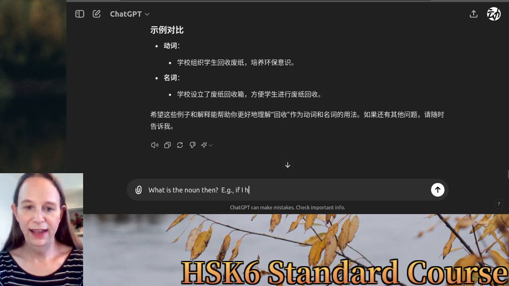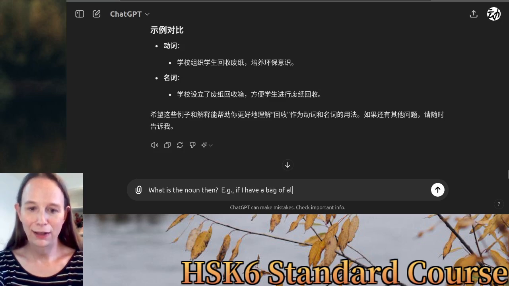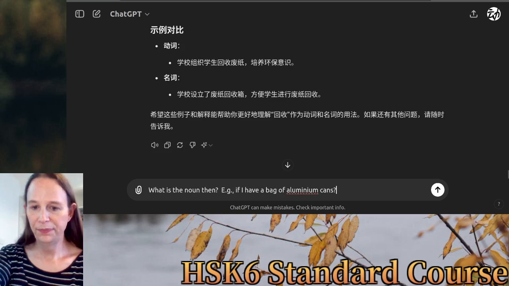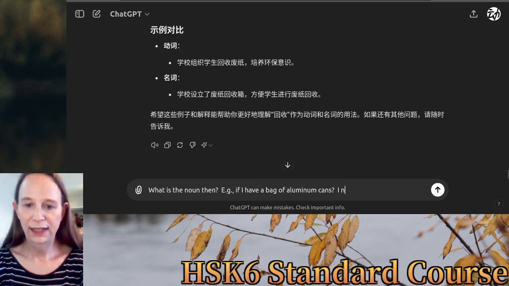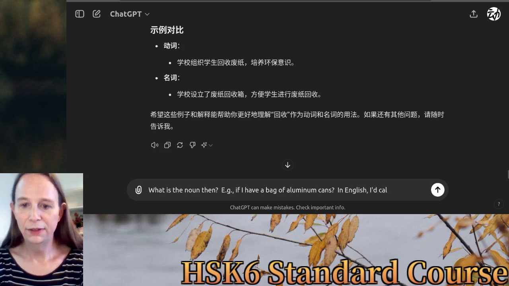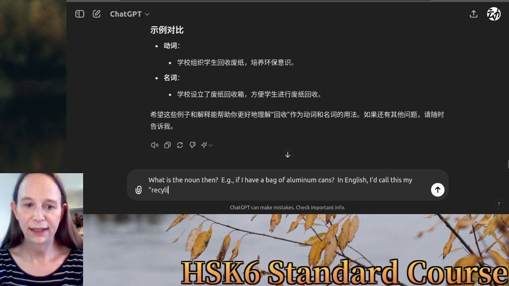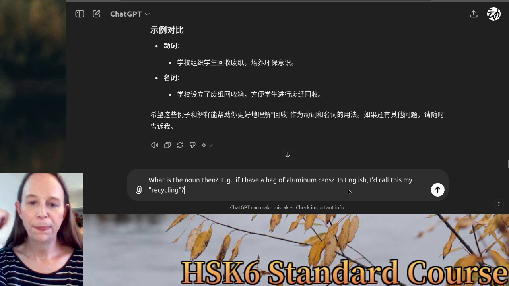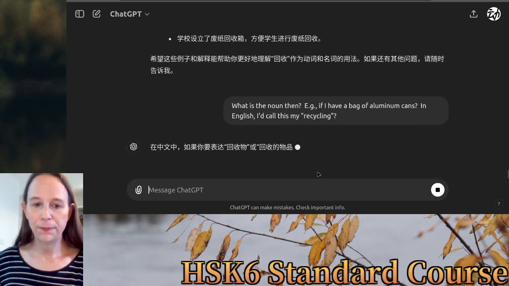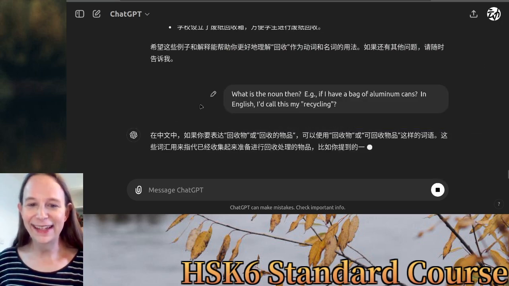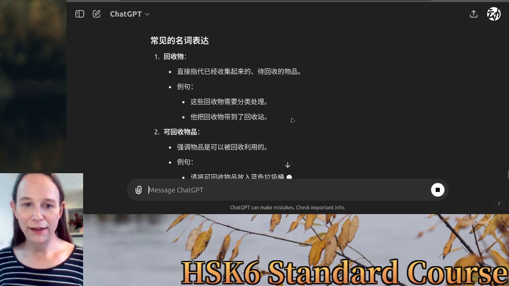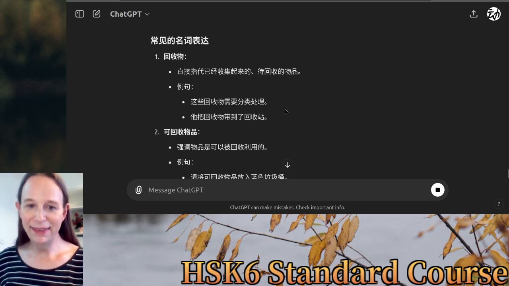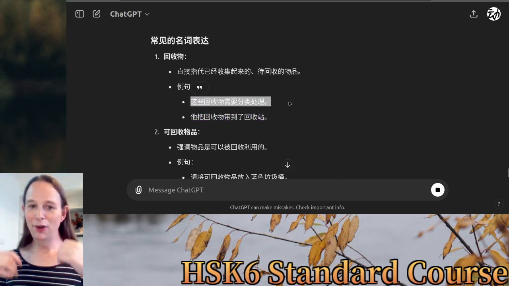E.g., if I have a bag of aluminium cans, in English I'd call this my recycling. Maybe it's 回收物. That makes sense. 回收物. Kind of worked it out. 回收物, 回收的物品. 这些回收物需要分类处理. Yeah, I remember I was in Beijing and they brought in this 分类 program.